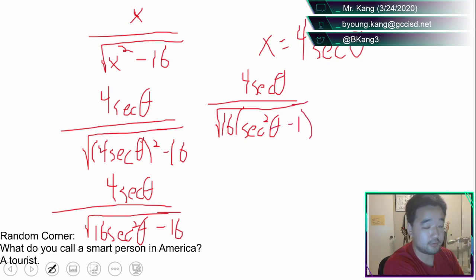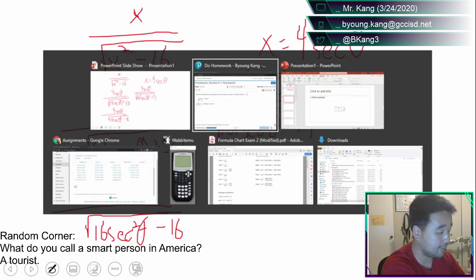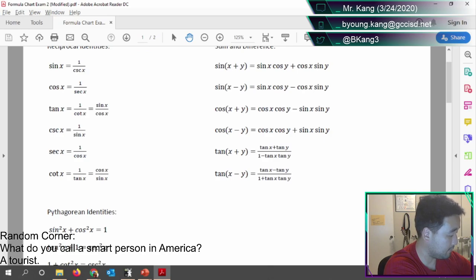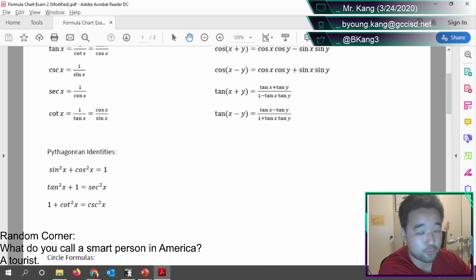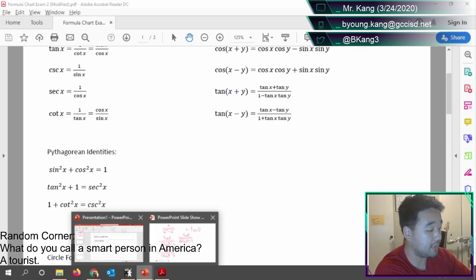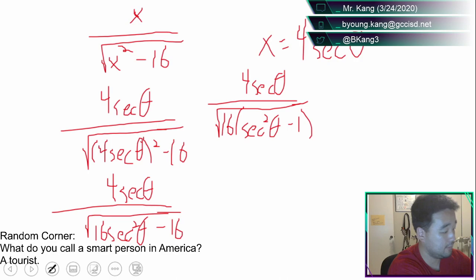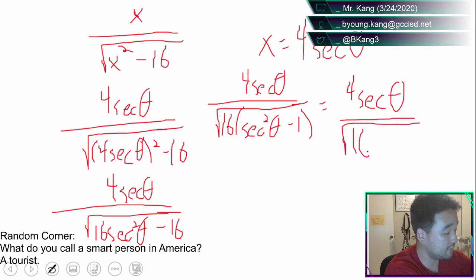And then the last trick here to get this down to something reducible is that secant squared minus 1 is another Pythagorean identity. Take a look at your formula chart, the second one. It's not directly secant squared minus 1, but if you take the 1 and subtract it over to the right hand side, you end up with the equation tangent squared equals secant squared minus 1. So secant squared minus 1 can be replaced with tangent squared. So, square root of 16 tangent squared.